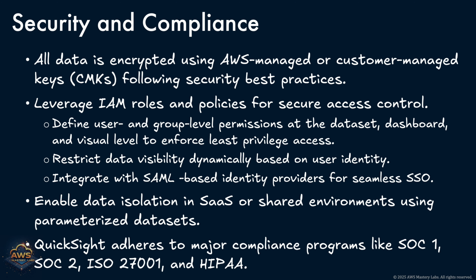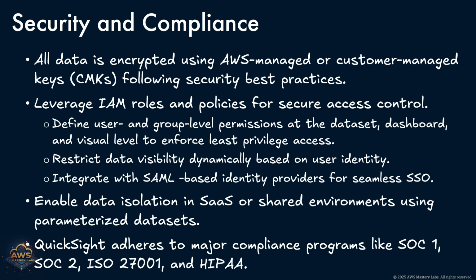Amazon QuickSight is built from the ground up with enterprise-grade security features to protect your data, ensure privacy, and meet regulatory demands. All data in QuickSight is encrypted both in transit and at rest, using either AWS managed keys or your own customer managed keys through KMS.